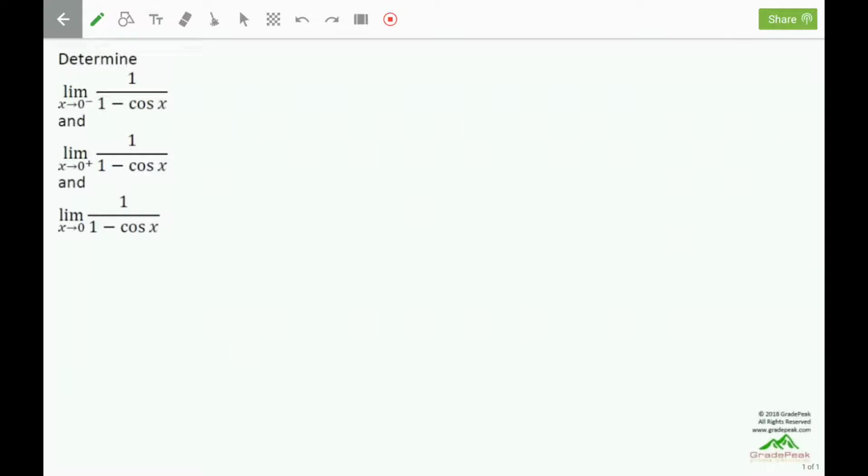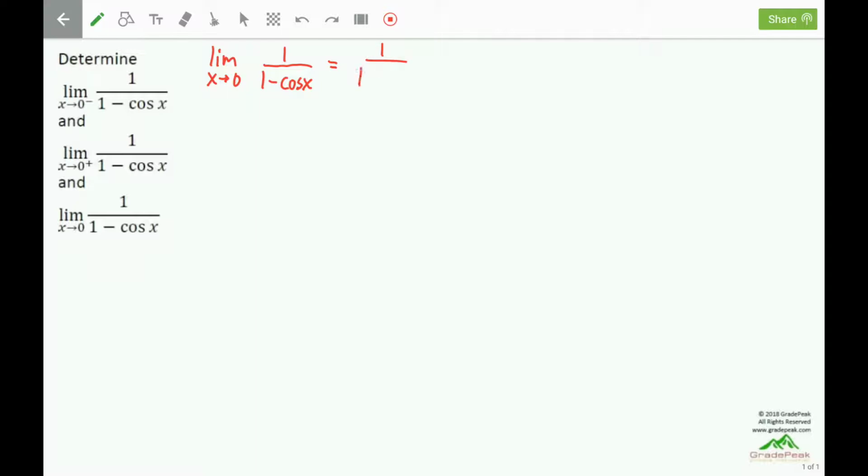Determine the left-sided limit, the right-sided limit, and the two-sided limit as x approaches 0 of 1 divided by 1 minus cosine of x. Each of these involves the limit as x approaches 0 of 1 divided by 1 minus cosine of x. The first thing to do is try plugging a 0 in for each of the x's.